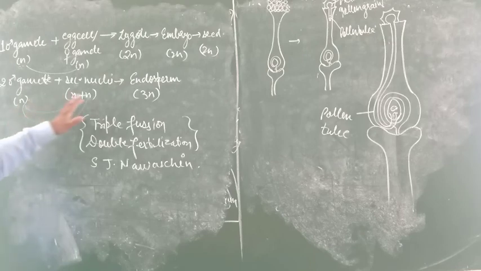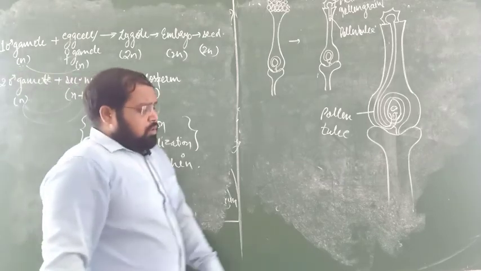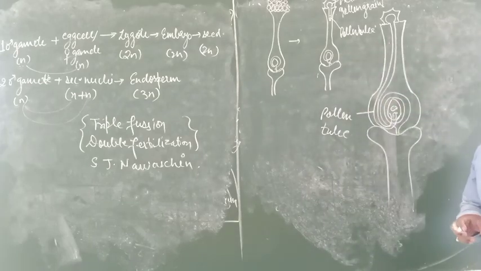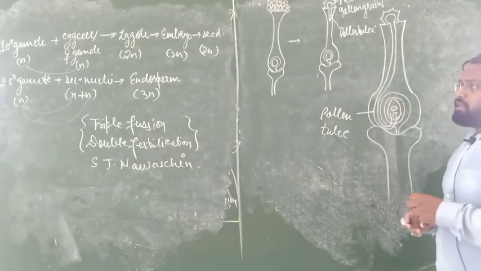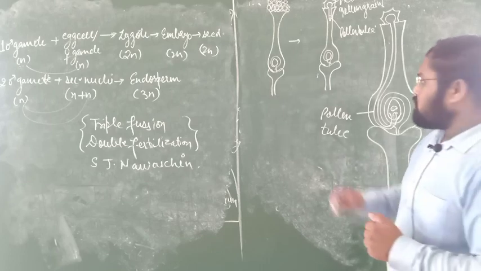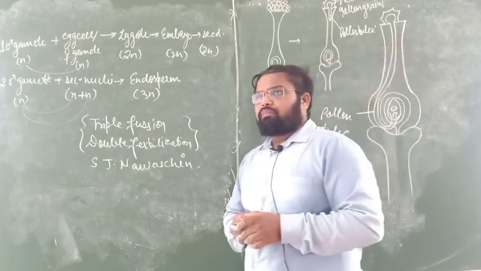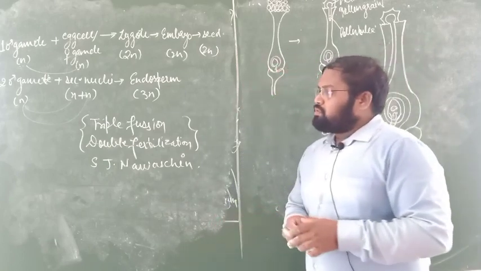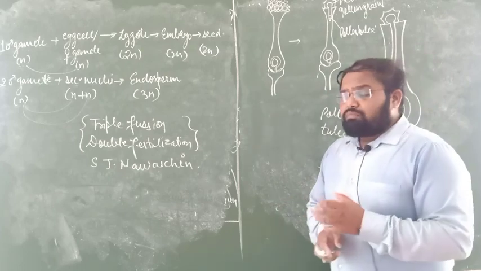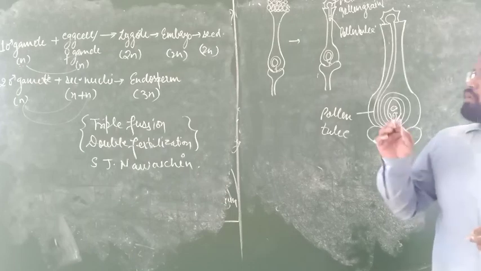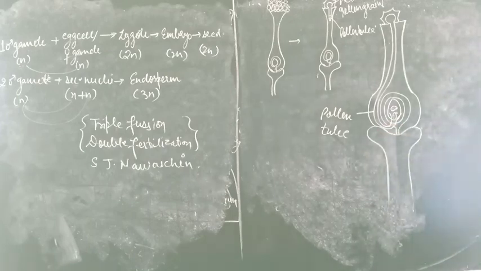So these are some points. Most important in sexual reproduction in flowering plants is double fertilization and triple fusion, because the diagram is very important. Many things will come, like pollination, fertilization, and the difference between pollination and fertilization. So first write it carefully, all the things, triple fusion and double fertilization. Important one.